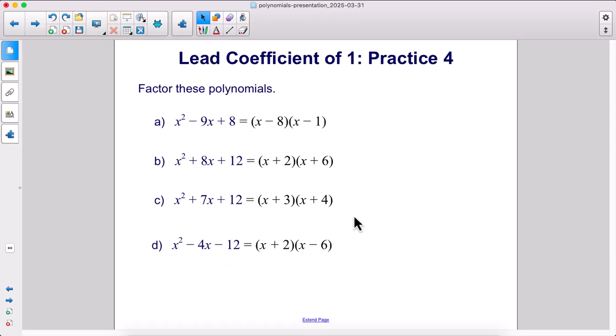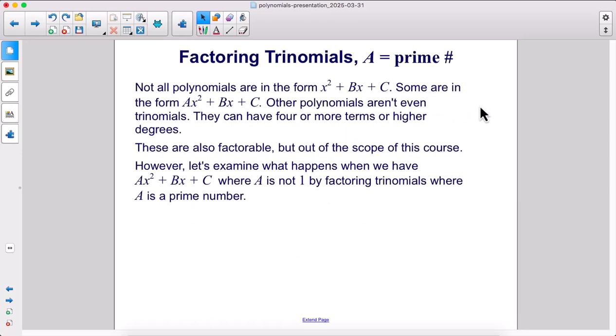And here are all of the answers. Not all polynomials are in the form x squared plus bx plus c. Some are in the form ax squared plus bx plus c. Other polynomials aren't even trinomials. They can have 4 or more terms or higher degrees. These are also factorable, but out of the scope of this course.